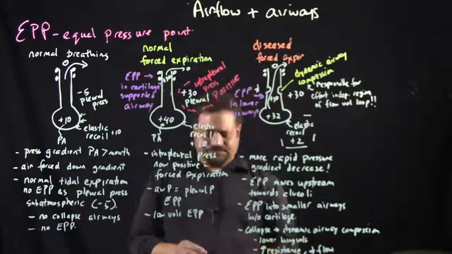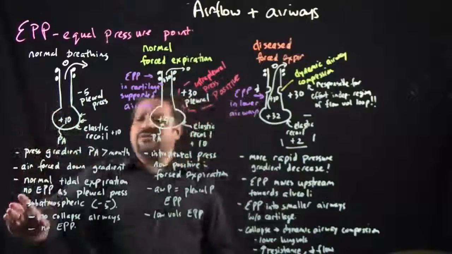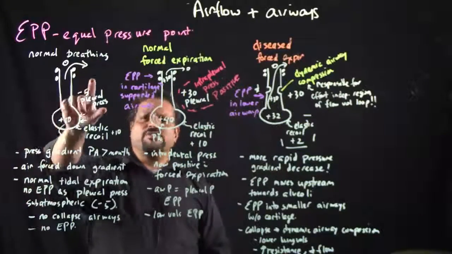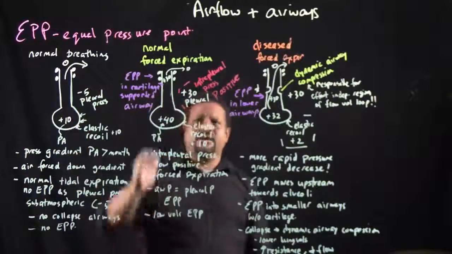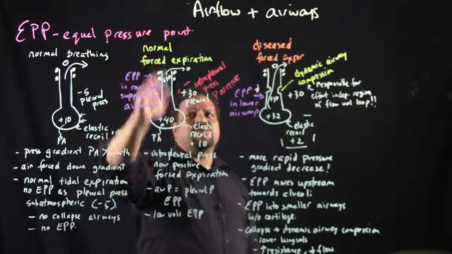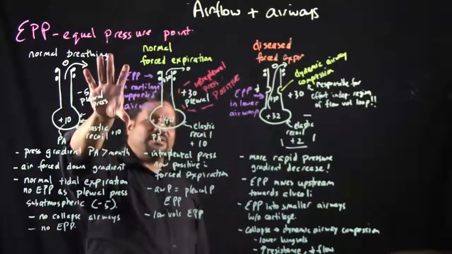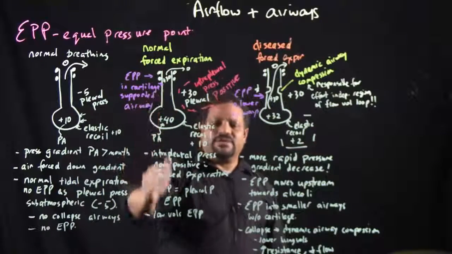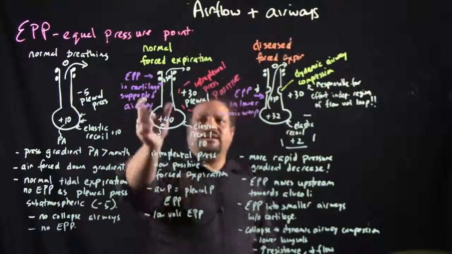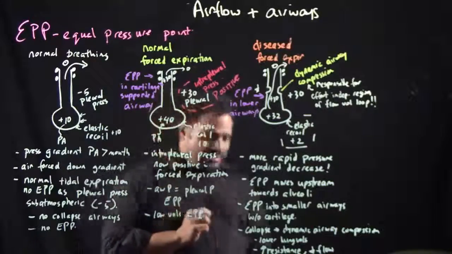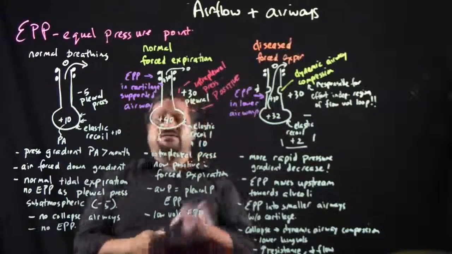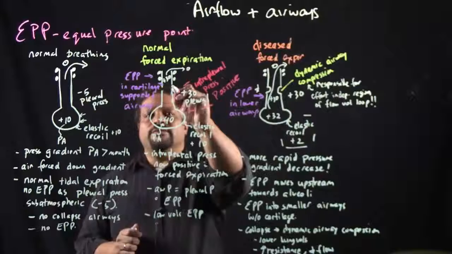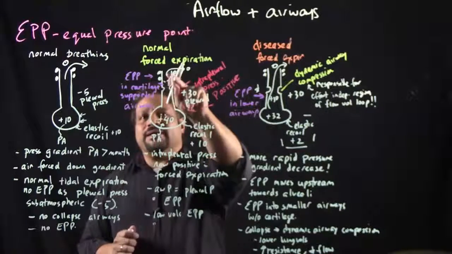So let's recap. Normal breathing, you do not have an equal pressure point because the pleural pressure does not become positive. When you have a forced expiration in the normals, the equal pressure point is supported in the cartilage, and then as you go to lower lung volumes, that equal pressure point can move down and cause dynamic airway collapse. Okay, so on the low volumes, it can cause dynamic airway collapse.